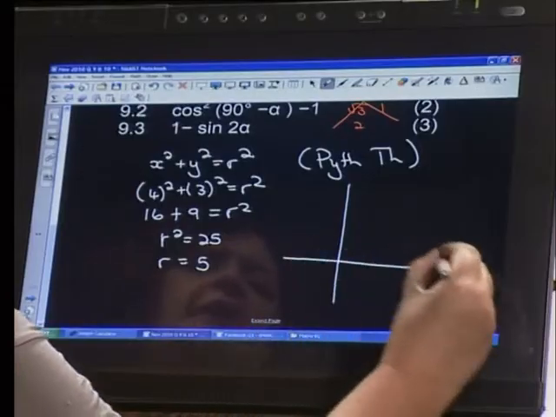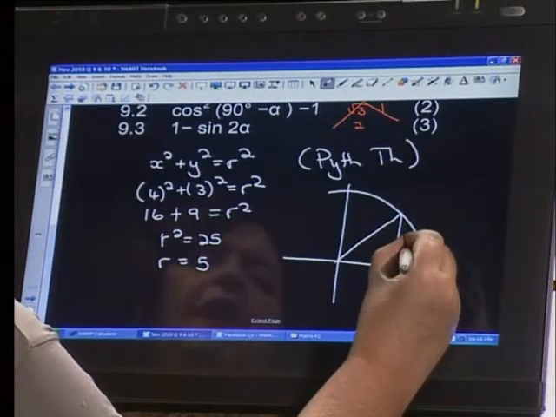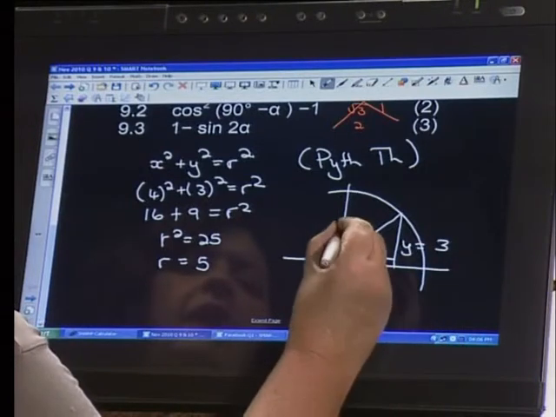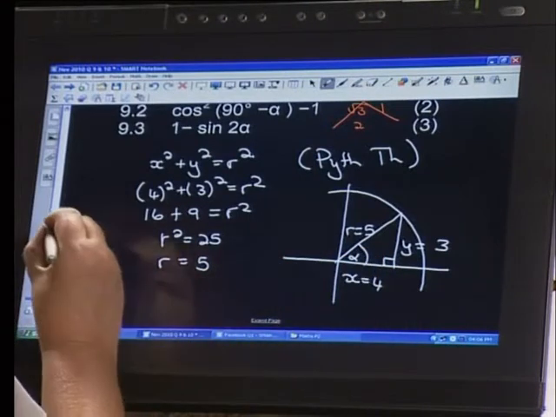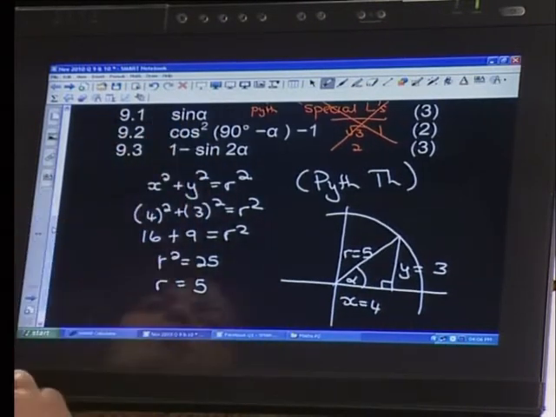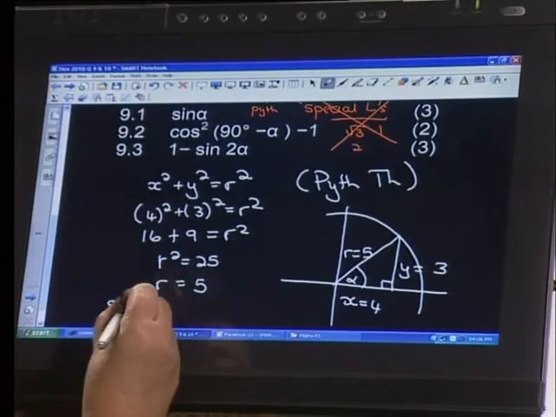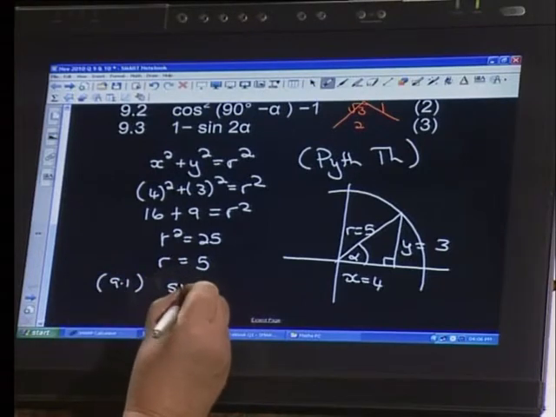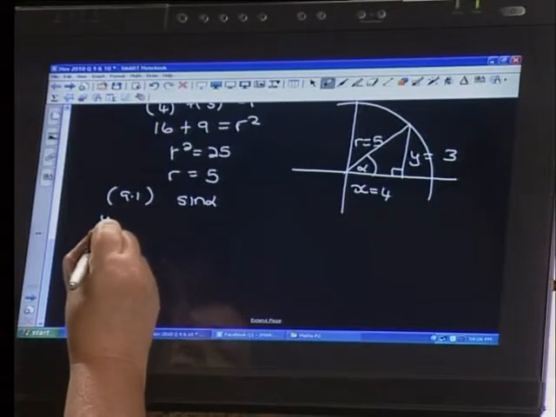I'm just going to draw it down here since we seem to have centered down here. It's just easier to work here. So the y value was 3, the x value is 4, and the r value is 5. That is your alpha. Right, now we go to what they want me to evaluate. And the first one is easy. It's just the sine of alpha. So if I'm looking for the sine of alpha, by definition, sine alpha can be found by finding the y value over the r value.